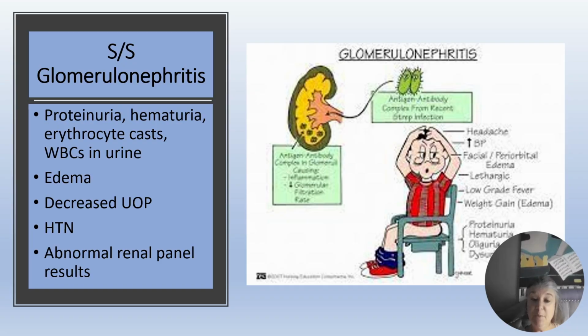Our signs and symptoms: we're going to have protein in the urine, hematuria, erythrocyte casts. Those are those pieces and parts of broken up red blood cells, maybe WBCs in the urine, edema because we're having a backup of fluid. If the glomeruli are in charge of filtration and they're inflamed and unable to filter, of course we're going to have edema. We're having backup of fluid. Decreased urine output, right? Hypertension. I have too much fluid, so hypertension. And then my labs are all going to be off.